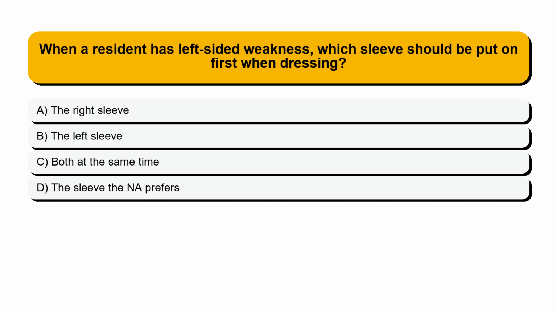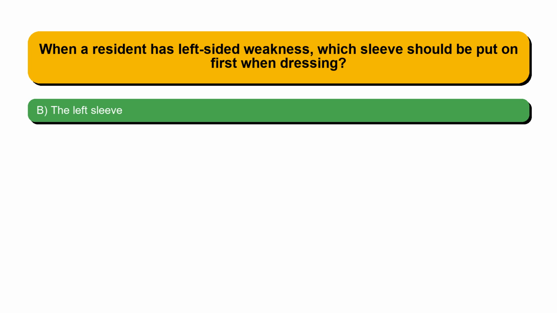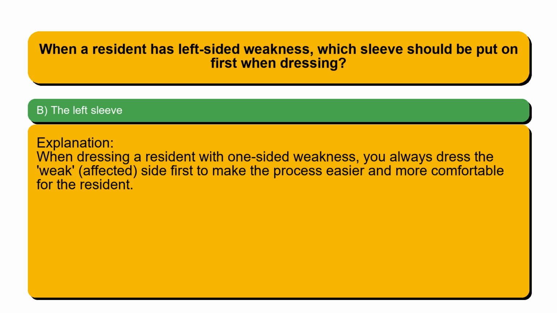Question 32. When a resident has left-sided weakness, which sleeve should be put on first when dressing? Option A, the right sleeve. Option B, the left sleeve. Option C, both at the same time. Option D, the sleeve the NNAAP prefers. The correct answer is option B, the left sleeve. When dressing a resident with one-sided weakness, you always dress the weak, affected side first to make the process easier and more comfortable for the resident.